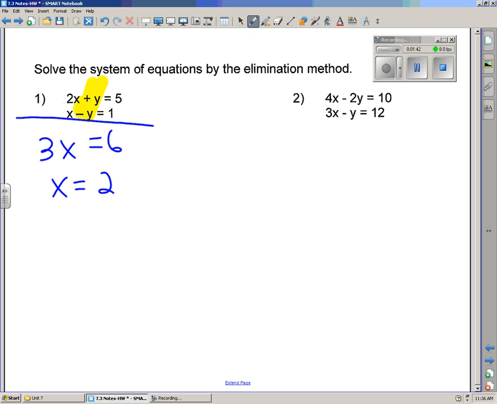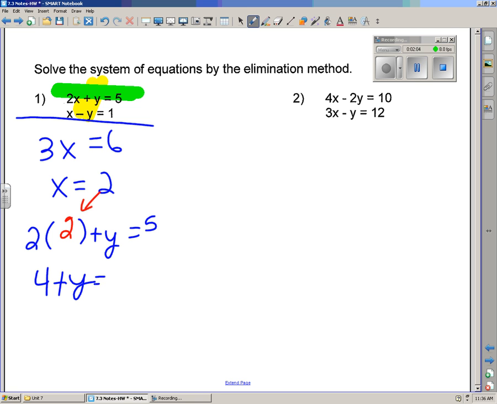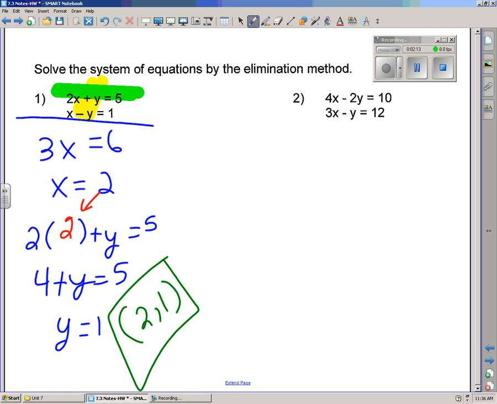You can choose either the top or the bottom equation to substitute in the value for x and find the value for y. I'm going to choose the top one. You can choose the bottom. It doesn't make a difference. So what happens is 2x plus y is equal to 5. We know that x is 2. So if you do the math, you get 4 plus y equals 5, or y equals 1. So your solution for this first problem is going to be 2, 1.